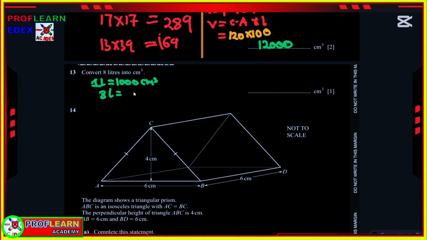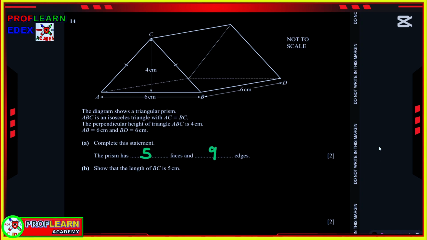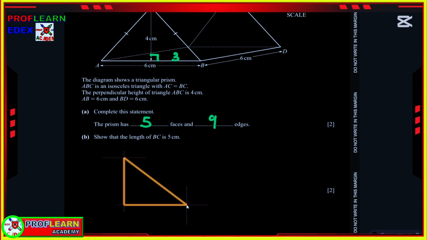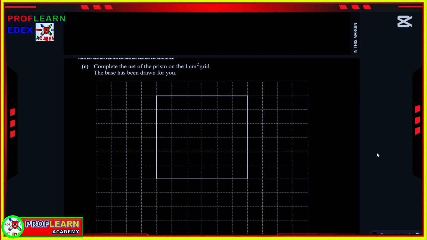We know 1 liter is equal to 1,000 centimeter cubic, so that's what we are supposed to do here. So we have a prism which has 5 faces, 1, 2, 3, 4, 5 at the bottom, and we also have edges where different faces meet. That's an edge. Where two faces are meeting, that is an edge. And at this point, for us to find BC, remember we are using Pythagoras theorem. And in order to work it out, we're going to get the square root of 25, that will be 5.